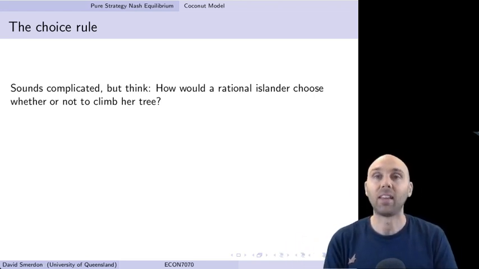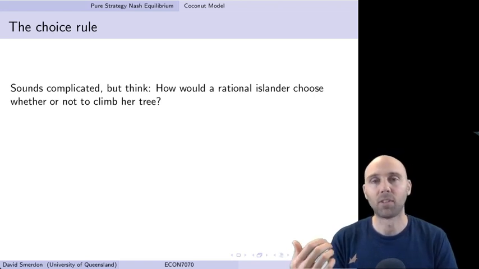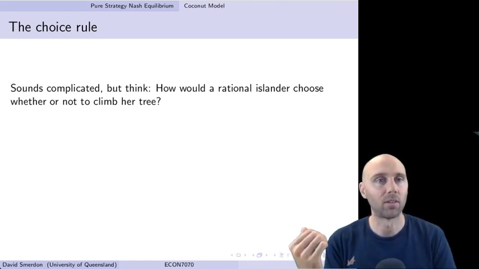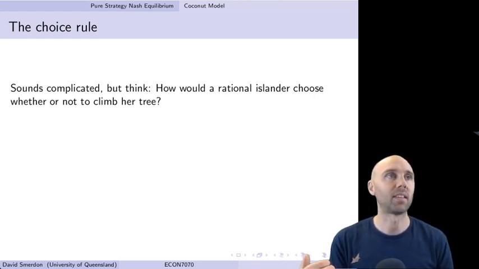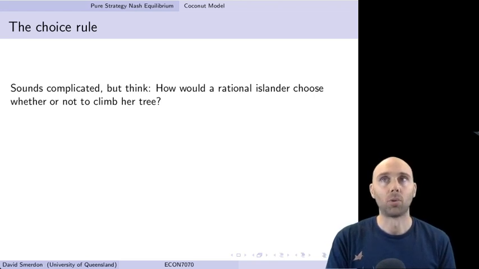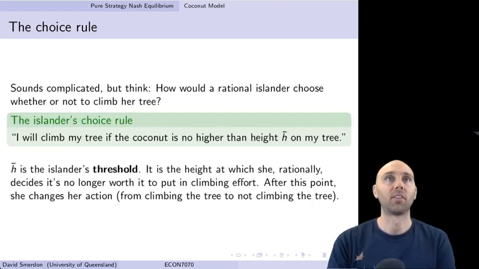Now we have an increasing effort function, we have different probability functions, we have a cumulative distribution function, and because we're dealing with probabilities, things seem complicated. To make things simpler, we'll start with a choice rule. The choice rule is as follows.